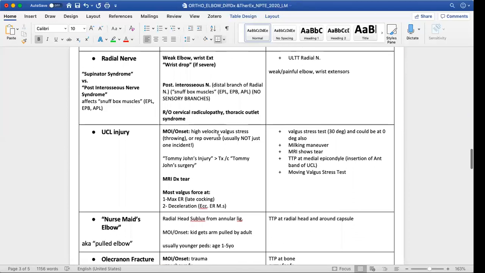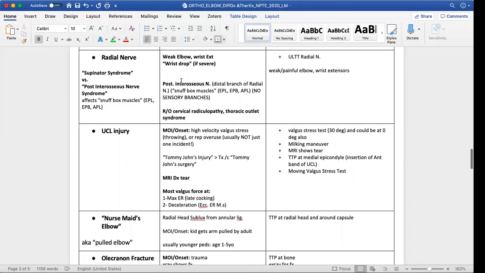Radial nerve injury is going to be characterized by loss of wrist extension function. It could be weak elbow extension as well. And this clinically will manifest as a wrist drop if it's very severe. Wrist drop will be a characteristic position of a flopping of the wrist into flexion, because there's no ability to actively extend the wrist in a very severe radial nerve palsy or radial nerve lesion.